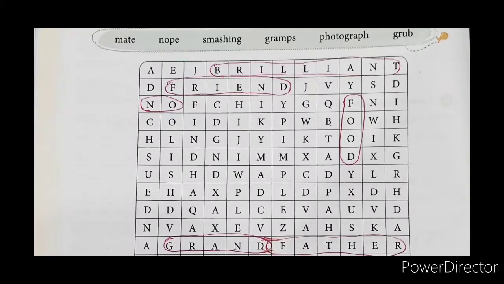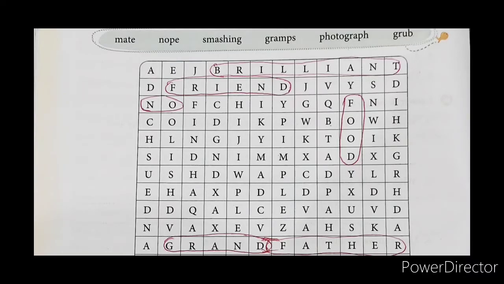It is not a colloquial language. Then grub. Grub means food, F-O-O-D, food. G-R-U-B, grub means food.